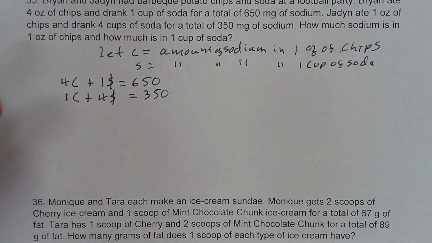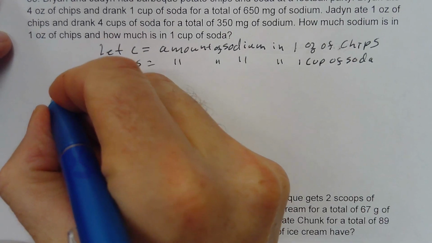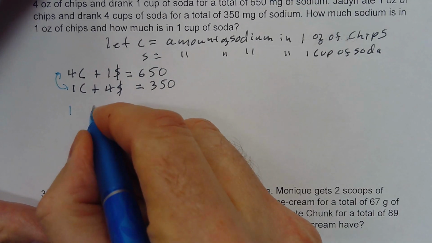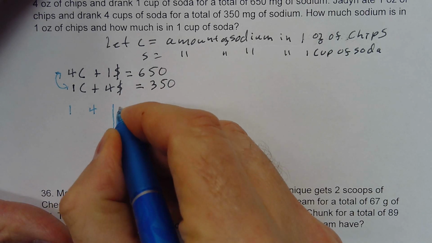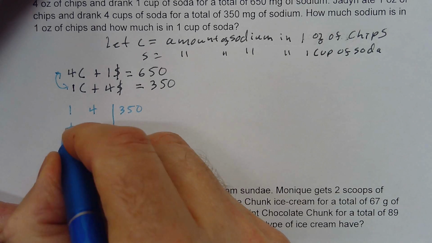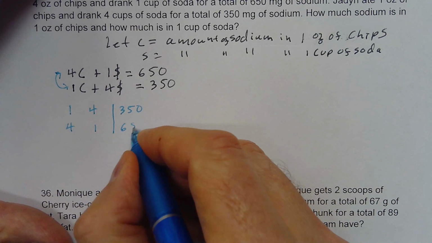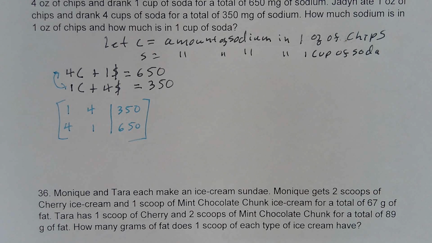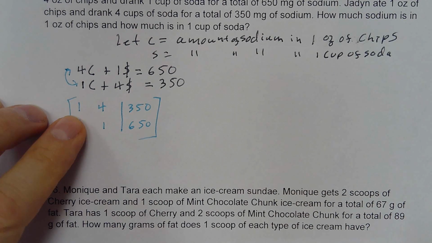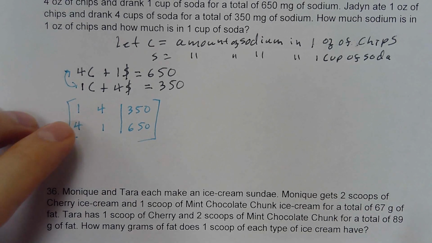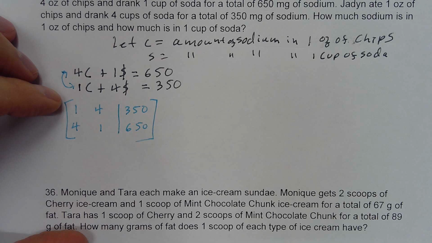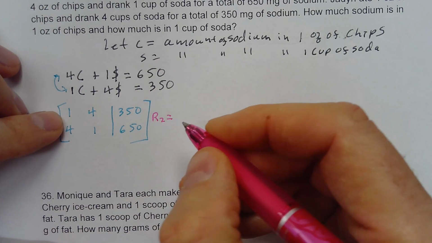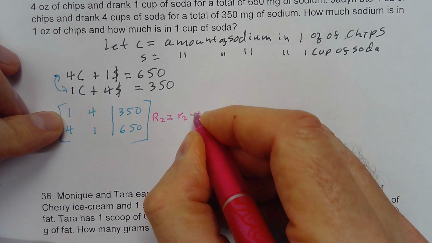In fact, I'm going to go ahead and switch the order of the equations when I write the matrix. So that way I have 1, 4, 350, 4, 1, 650. So I've already got 1 in the top left corner. So now I'm going to use that to make a 0 down here. So my new row 2 is going to be my old row 2 minus 4 times row 1.